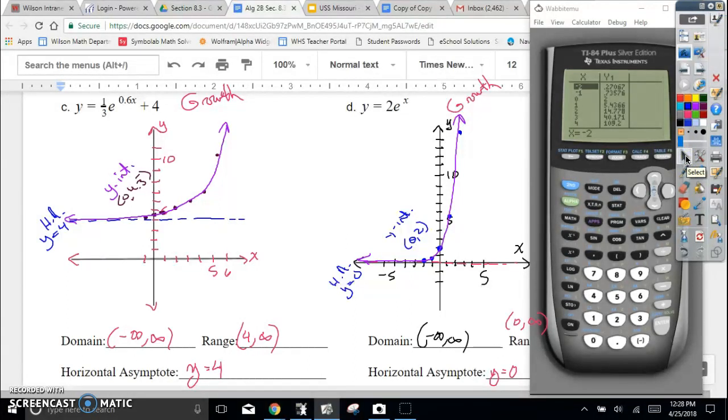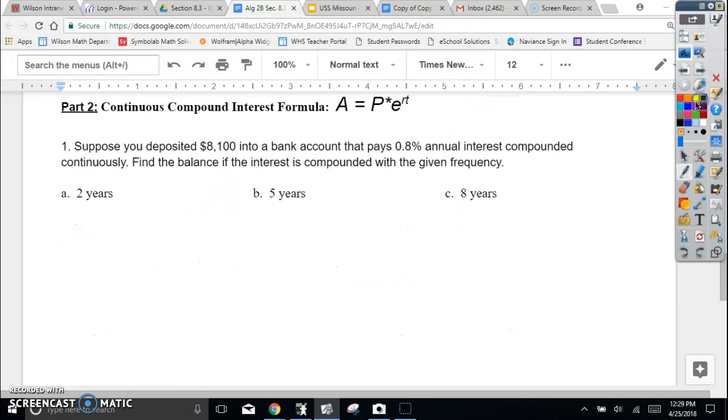All right, so we keep moving right along. Now on the back here, we have the compound interest formula at the top, which is principal times e to the rt. Our principal is here. Our rate is here, which would be 0.008. And our interest is compounded continuously. Find the balance given the frequency. All right, so t is 2 years here. This is your t value. So I'm going to have 8100 e to the 2 times 0.008. And that's what our amount will be.